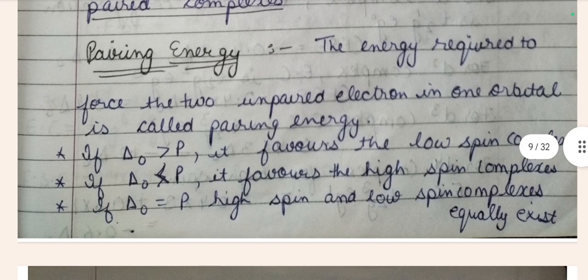Pairing energy. The energy required to force two unpaired electrons into one orbital is called the pairing energy. If the Δo energy is greater than the pairing energy, it favors the low spin complexes. If the Δo energy is less than the pairing energy, it favors the high spin complexes. If the Δo energy is equal to the pairing energy, high spin and low spin complexes equally exist.